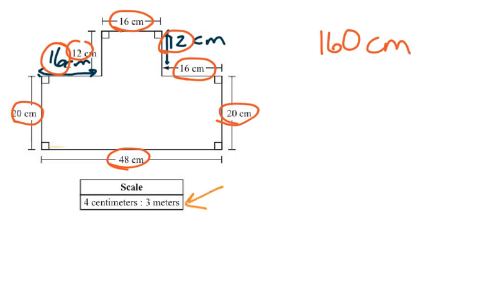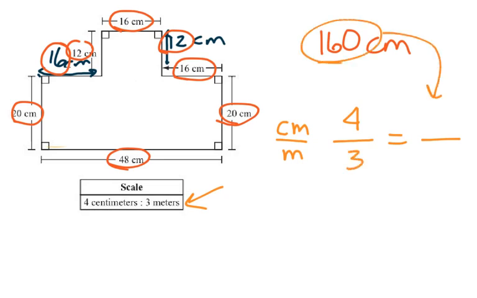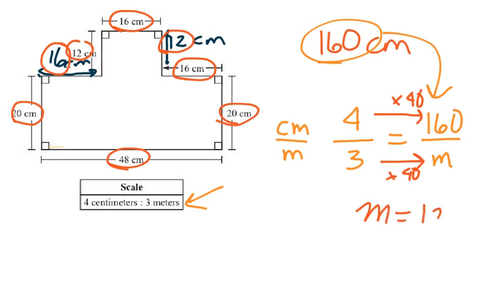Now I can use the scale, so I know that I have centimeters to meters. Set up a ratio. I have 4 centimeters for every 3 meters, and thanks to the math, I have 160 centimeters, giving me m, the number of meters. Not sure how many yet. These are some pretty numbers, so 4 times 40 gives me 160, so I have a nice multiplicative relationship, and I can use that here. 3 times 40 is 120. So it should take 120 meters for the minimum number of meters of fencing to go around without any overlap.